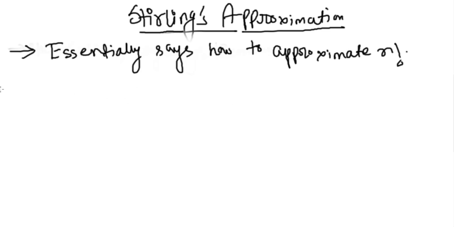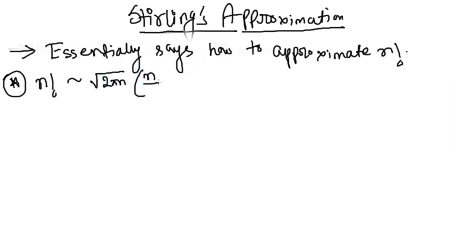So the basic fundamental formula that comes from this is n factorial is almost equal to root over 2 pi n times n by e to the power n. So this is the formula for n factorial.